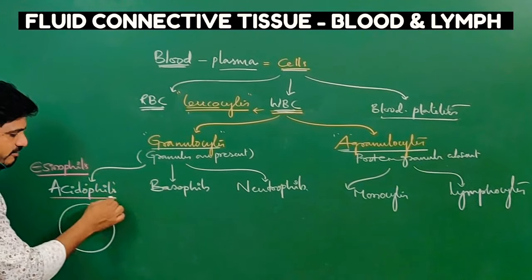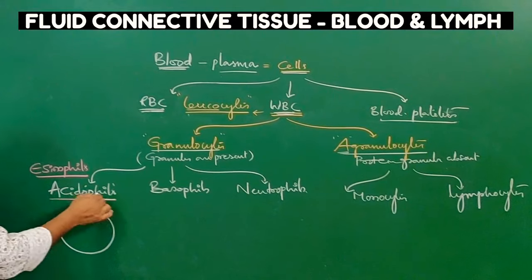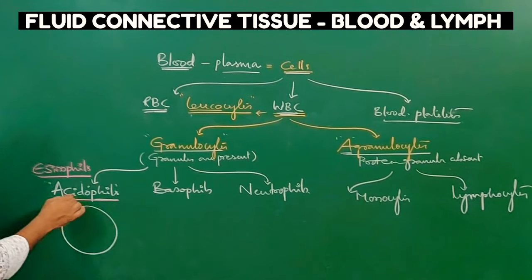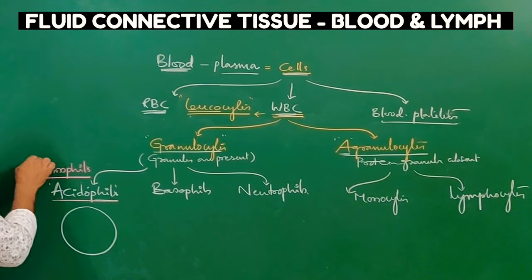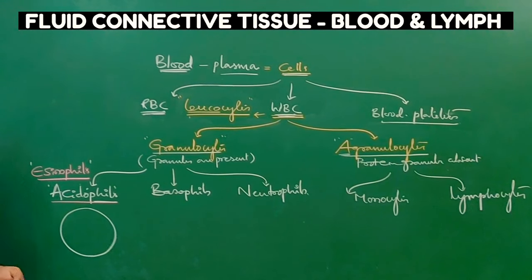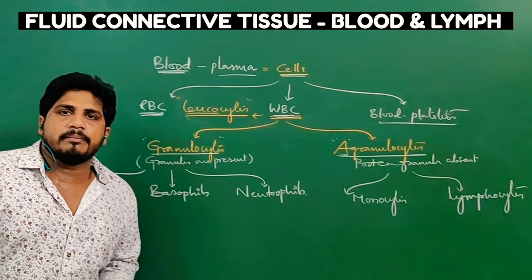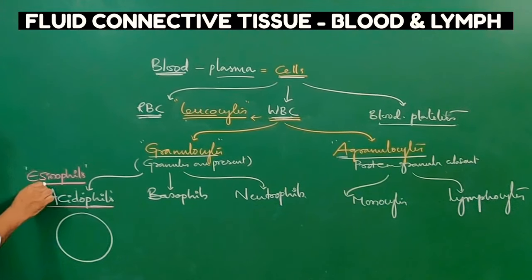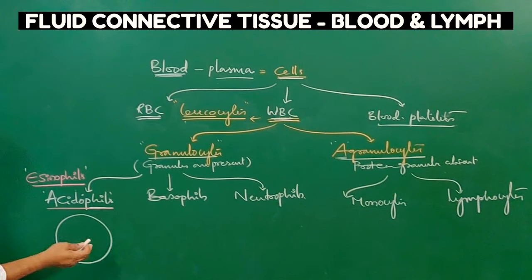Phil, P-H-I-L, means body. These bodies receive acidic dyes and appear themselves. That's why it is called acidophils. Why has the name eosinophil been given? These cells appear more in number during allergic reactions. So that is why it is called eosinophil. Whatever, these are the characteristics.